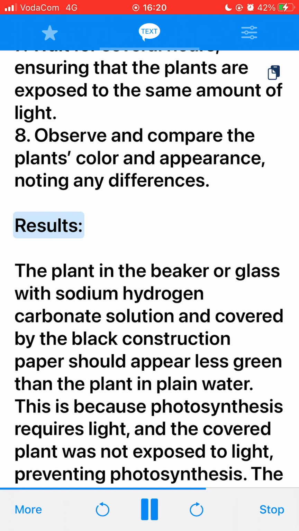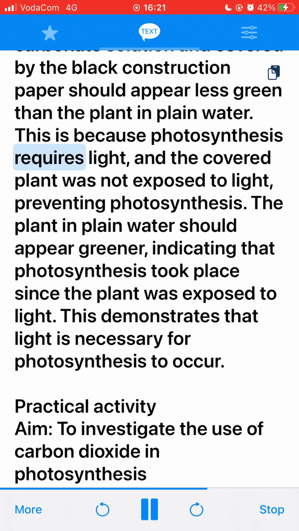Results. The plant in the beaker or glass with sodium hydrogen carbonate solution and covered by the black construction paper should appear less green than the plant in plain water. This is because photosynthesis requires light, and the covered plant was not exposed to light, preventing photosynthesis. The plant in plain water should appear greener, indicating that photosynthesis took place since the plant was exposed to light. This demonstrates that light is necessary for photosynthesis to occur.